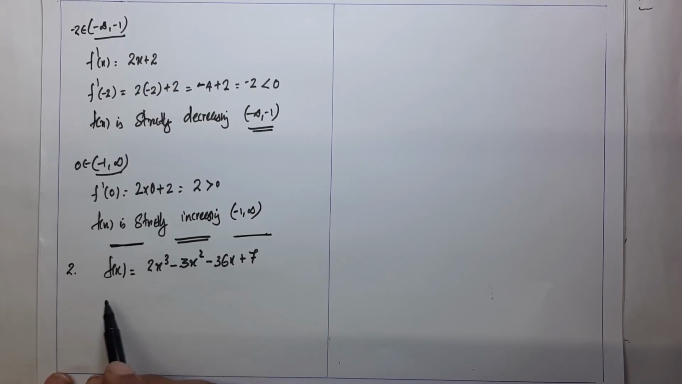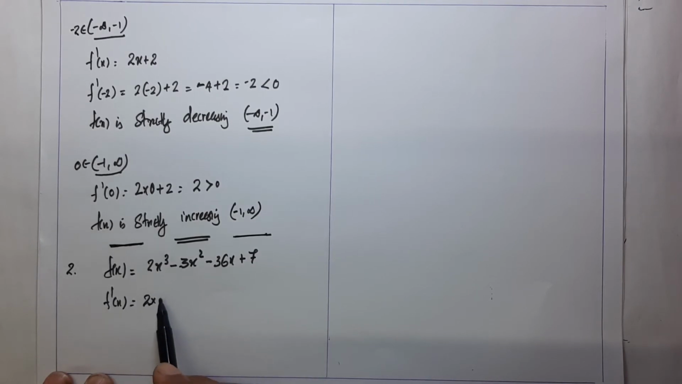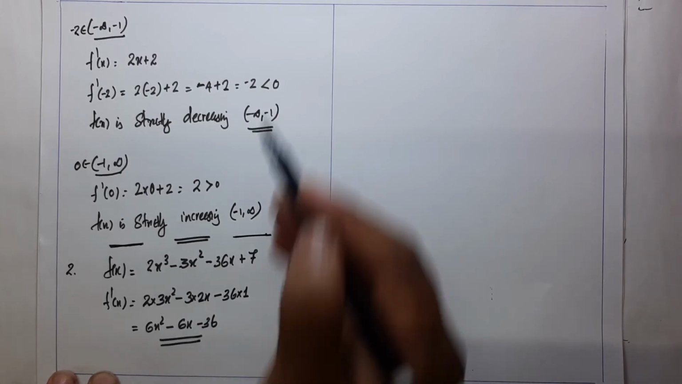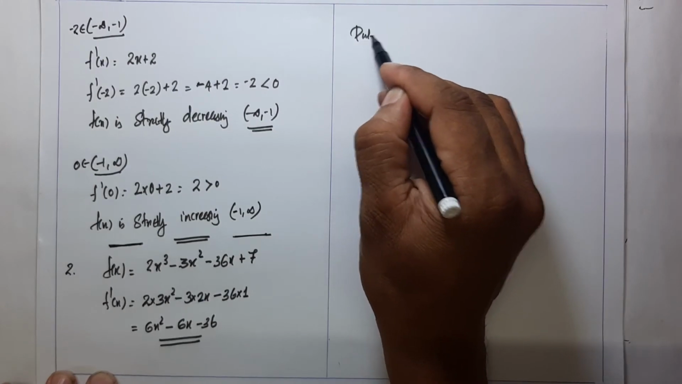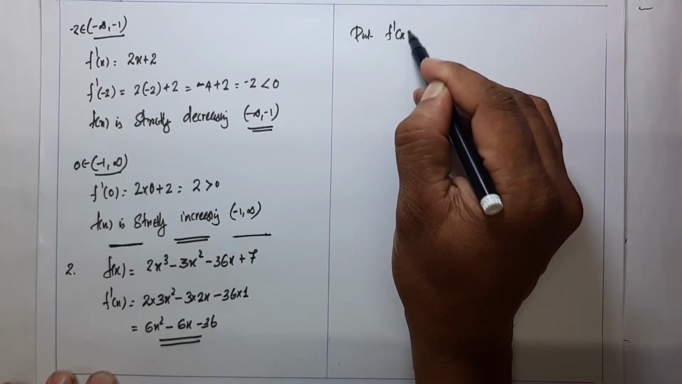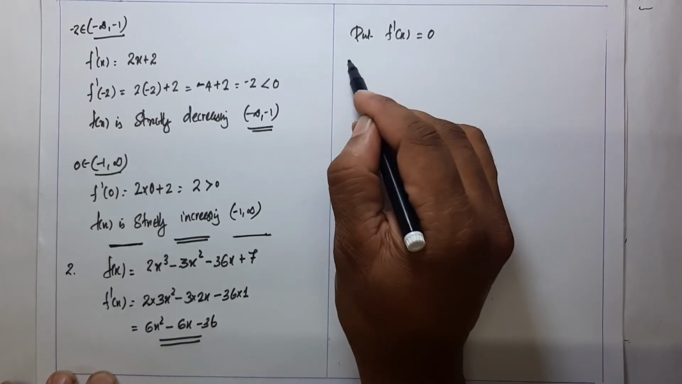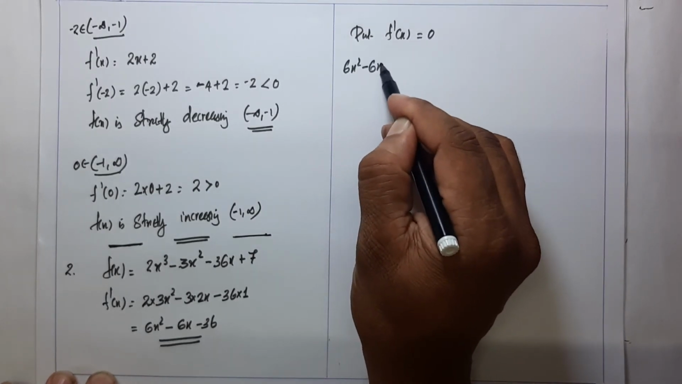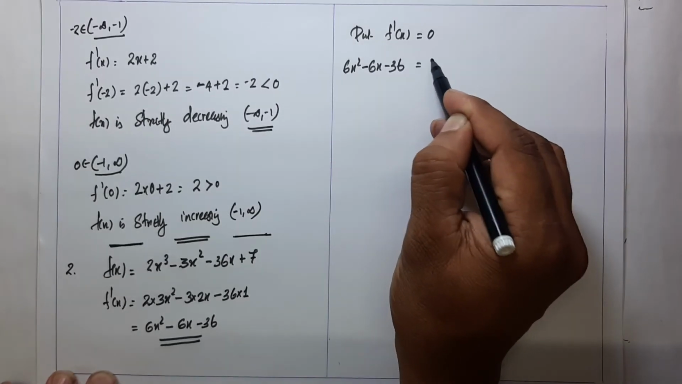Okay. First we find f dash x, that is 2 into the derivative of x cube, which is 3x square, minus 3 into the derivative of x square, which is 2x, plus 36 into the derivative of x, which is 1, that is equal to 6x square minus 6x minus 36. Then our second step is put f dash x equal to 0. That is 6x square minus 6x minus 36 is equal to 0.